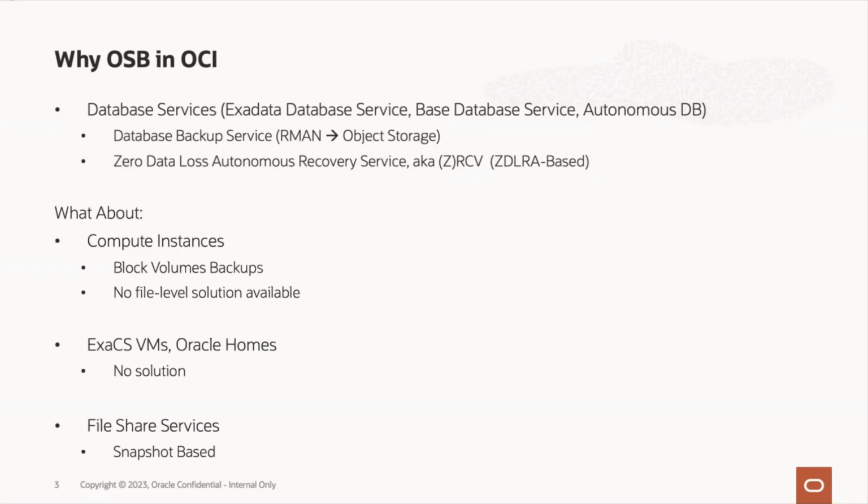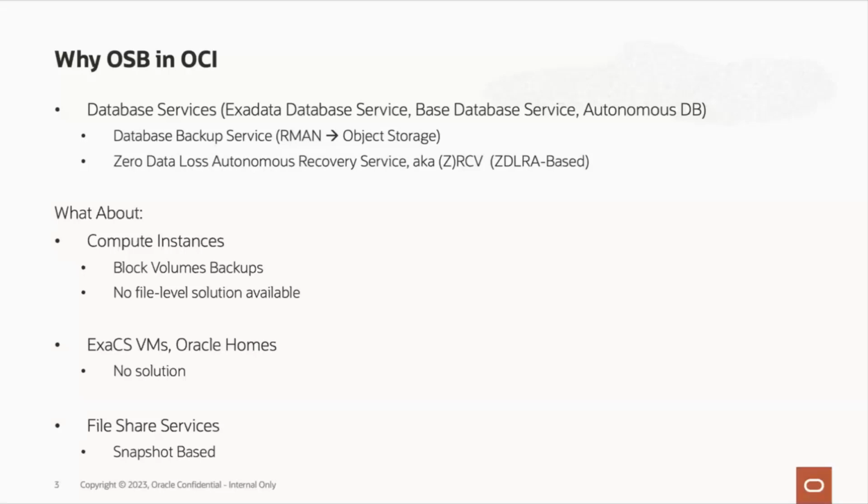But when customers move their workloads to OCI, they don't move only databases. They have other application servers. They have other types of data that's not residing inside the database that they want to protect. And again, compute instances, for example, the data is in compute instances. The question is, okay, how do we protect this data?